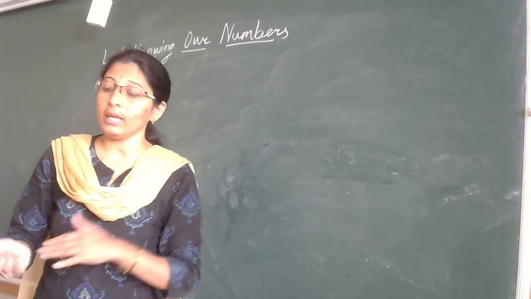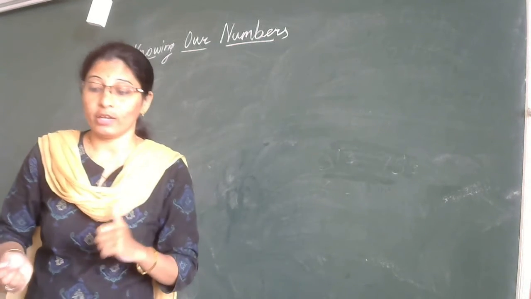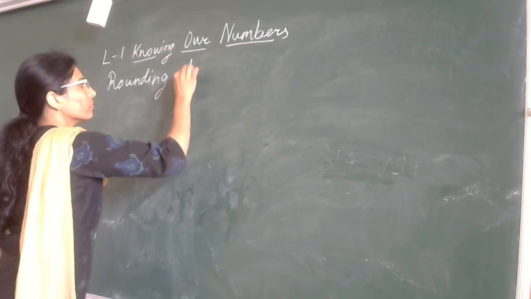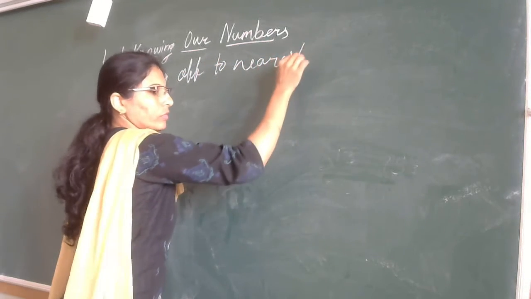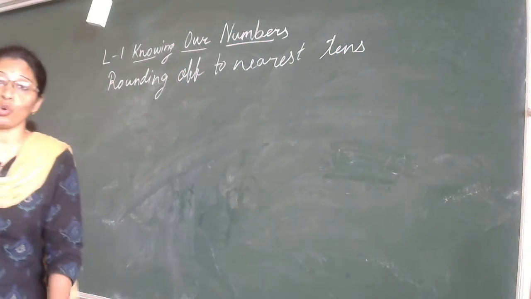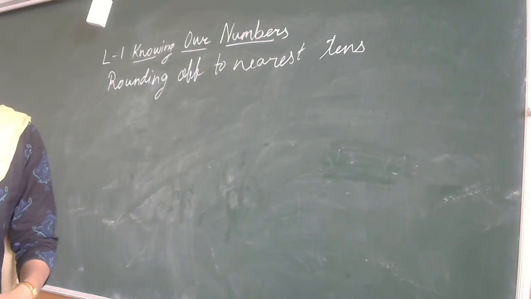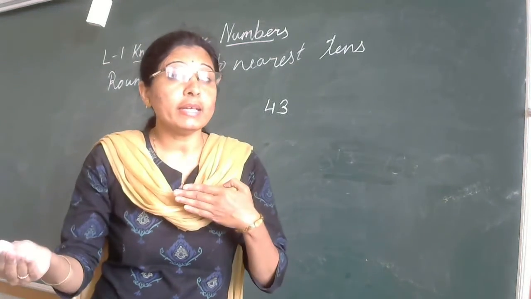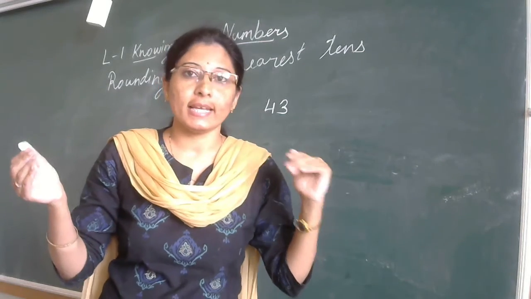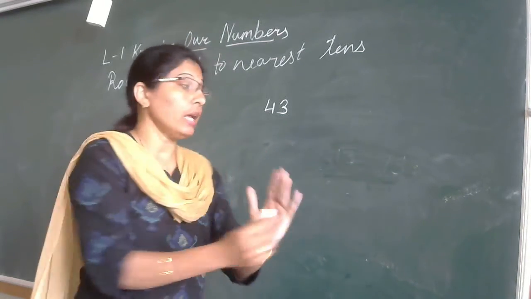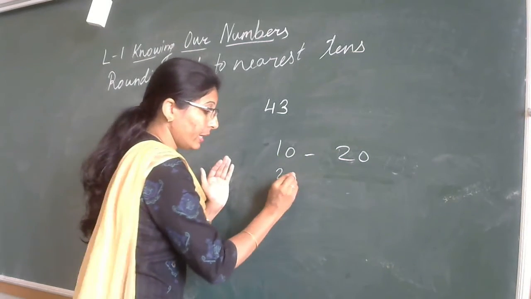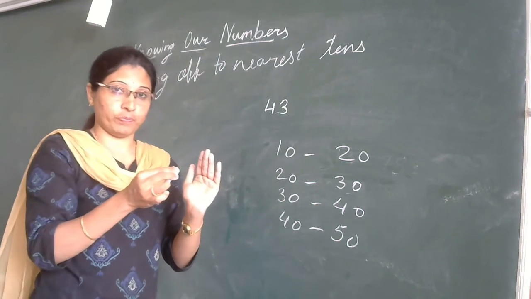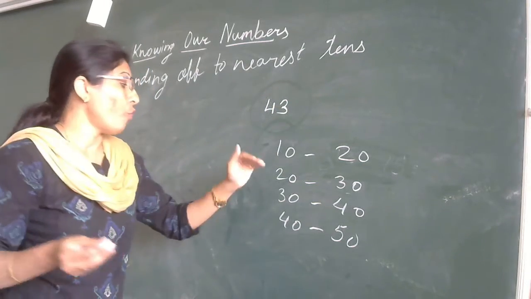So we'll start by seeing rounding off to the nearest 10. How do we round off a number? Suppose the number given is 43. It is rounding off to tens. Tens means we have to see between 10 to 20, 20 to 30, 30 to 40, 40 to 50. So 43 is nearer to 40 or 50.